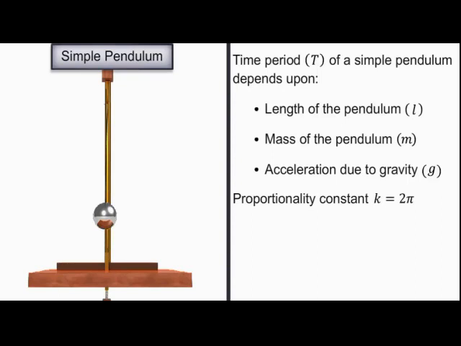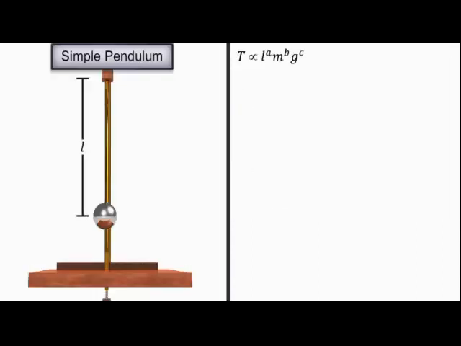We assume that the time period is proportional to L power A, M power B, and G power C, where A, B, and C are constants. Replacing the proportionality symbol, we get a constant k. Hence, the time period is equal to k into L power A, M power B, G power C.